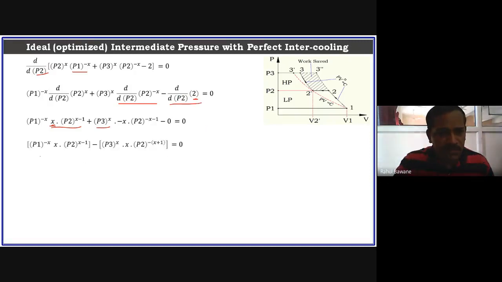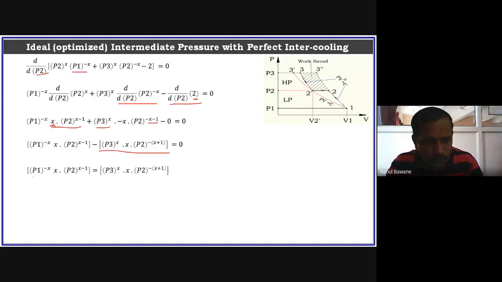Now we have a simplified form: P1 raised to the power minus x, multiplied by x, multiplied by P2 raised to the power x minus 1. The second term is negative, that is minus P3 raised to the power x, multiplied by x, P2 raised to the power minus x plus 1. I am taking the minus sign out, so it is minus (x plus 1). Now this whole term is negative, so if I shift it to the right hand side, it becomes positive. So these two terms are now equated.